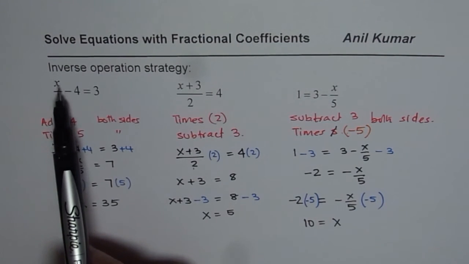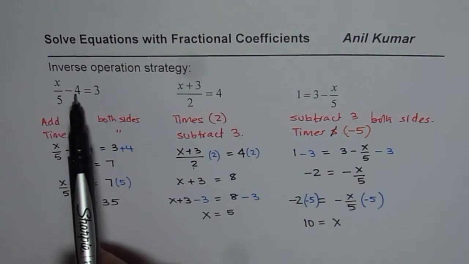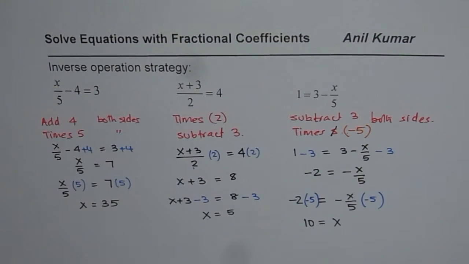35 divided by 5 is 7. 7 minus 4 is indeed 3. So you can actually solve and then write your verification also as a part of the solution.